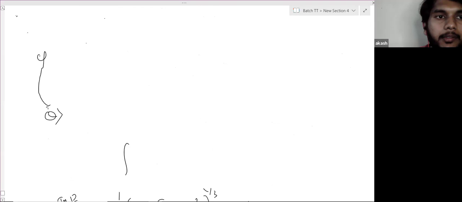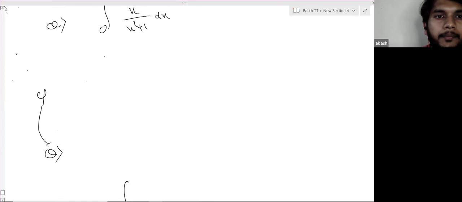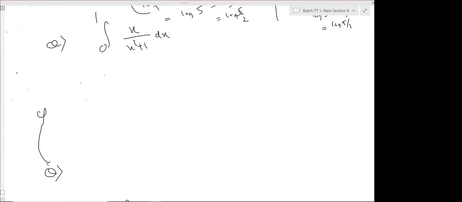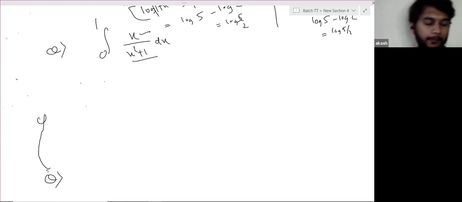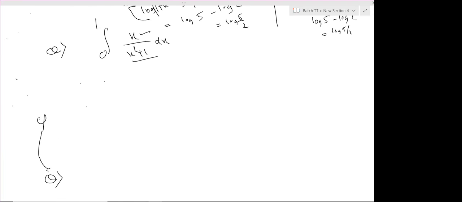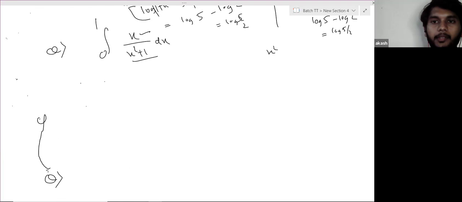The previous question. x by x square plus 1. Yeah, that. All right. So there are only two functions here, right? x and the denominator. So can you tell me if you can see the function whose differentiation is also there? x square will be 2x. x square will be t if you put, then 2x dx will be dt, right?